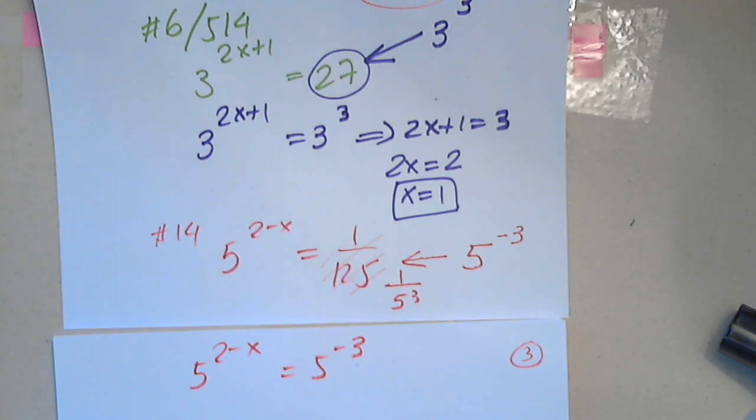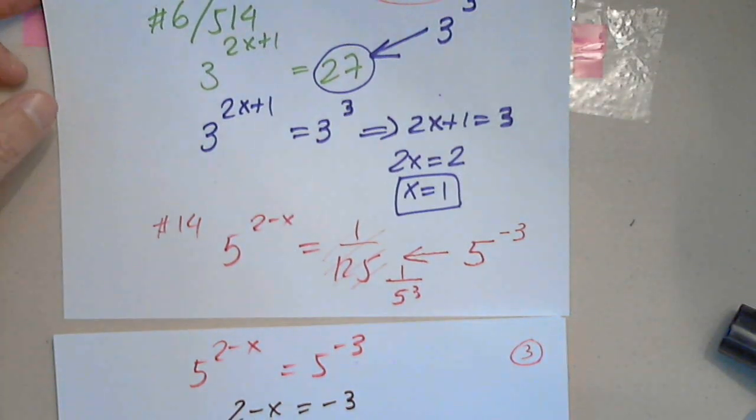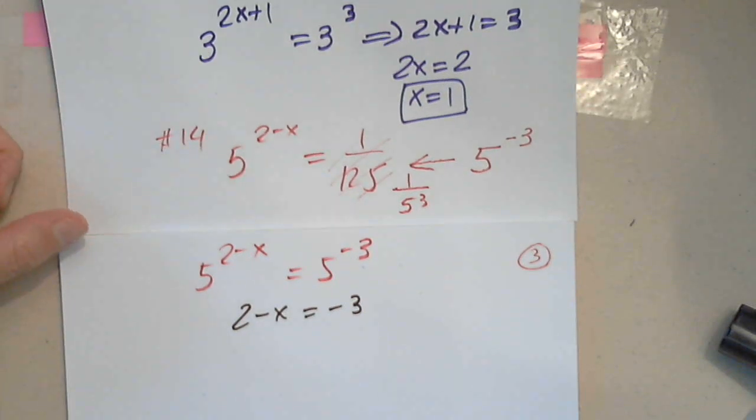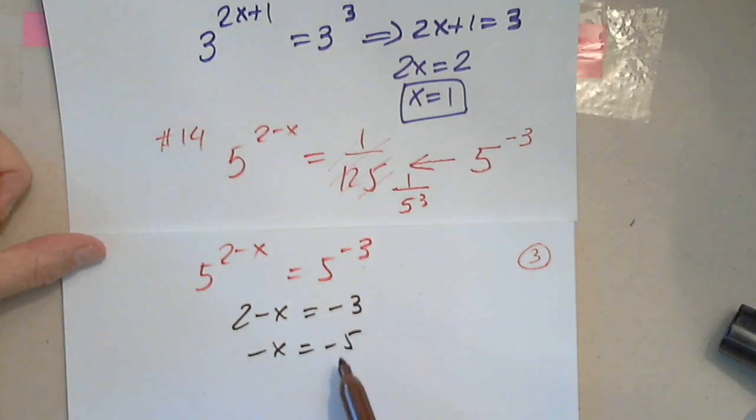Perfect. Back to the same situation in which 2 minus x has to equal negative 3. I subtract 2 from both sides. I divide both sides by negative 1. So I get x equals 5.